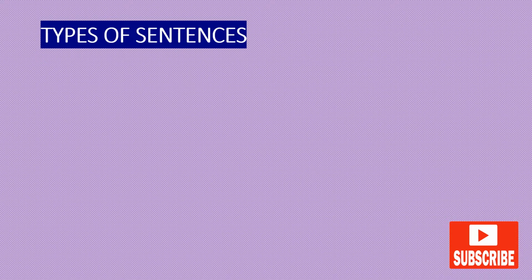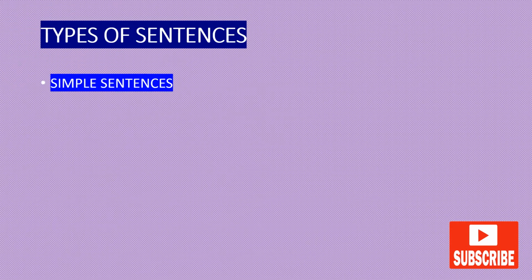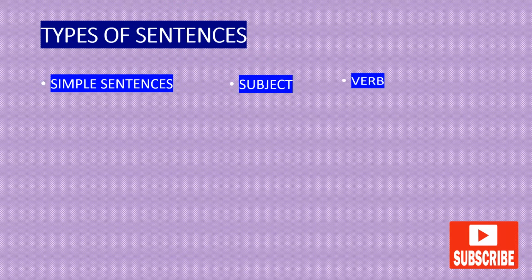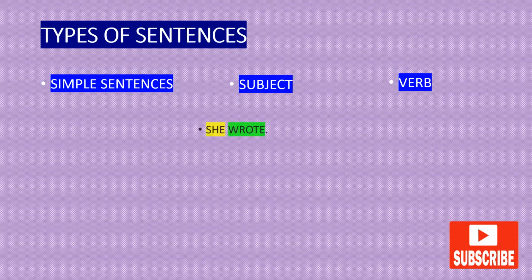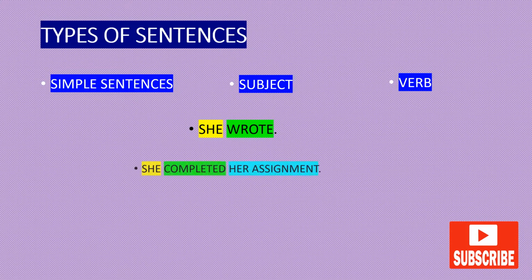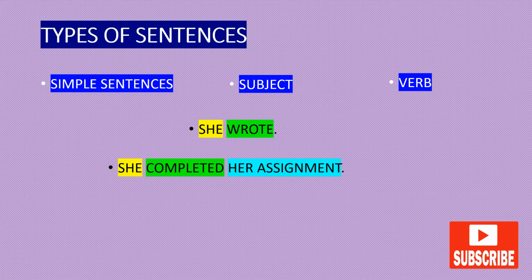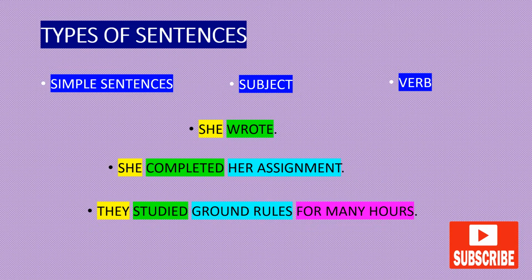Now moving on to the types of sentences, let's take a look at the simple sentences. A simple sentence contains a subject and a verb, and it may also have an object and modifiers. However, it contains only one independent clause. So the example: she wrote. Second: she completed her assignment. Third: they studied ground rules for many hours.